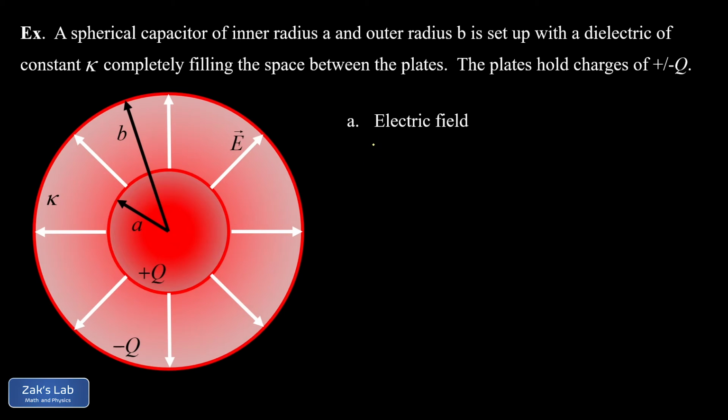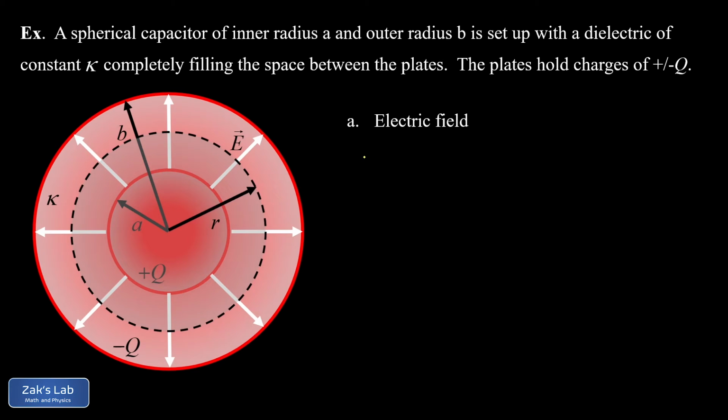So we want to find the electric field between the plates, and what we're going to use for this is our new version of Gauss's law. So I need to visualize a Gaussian surface that shares the symmetry of the charge distribution, and that's just a concentric spherical shell. So there's our Gaussian surface. It has a radius of little r. And we write down our modified version of Gauss's law. So I have the integral of kappa E dotted into dA is equal to the free charge enclosed.